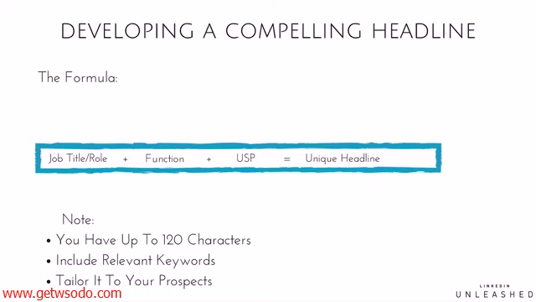As noted at the bottom here, you've got up to 120 characters. You want to make sure you include relevant keywords and you also tailor it to your prospects. So make sure that you have your prospects in mind when you're making your unique headline. Obviously you want it to resonate with them so that when they find you through searching, you send them a connection request, you're participating in a group, or you're on their main feed, whenever they see your name, your headline's going to be attached to it. So you want to make sure that they associate you with that headline, that it resonates with them and is a potential solution to a problem that they have.